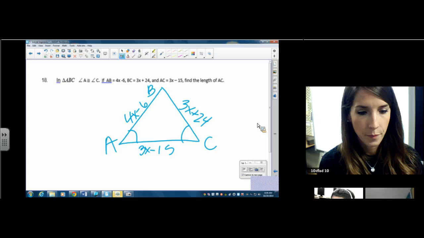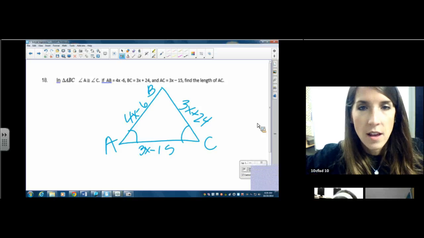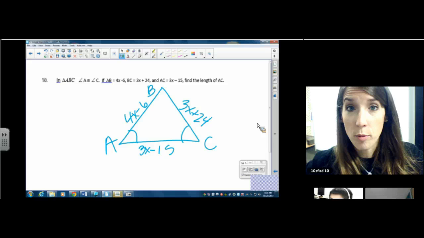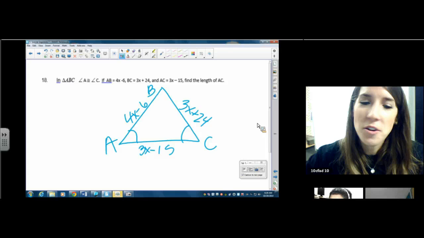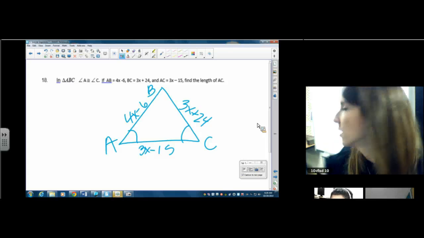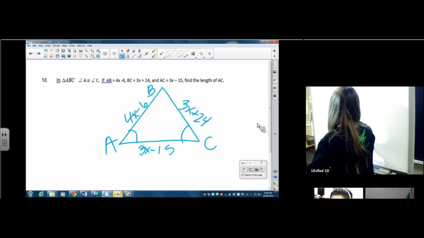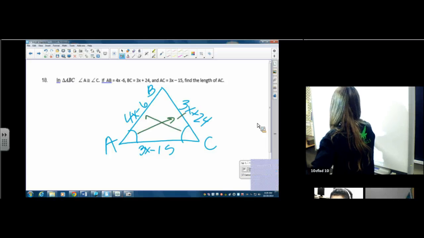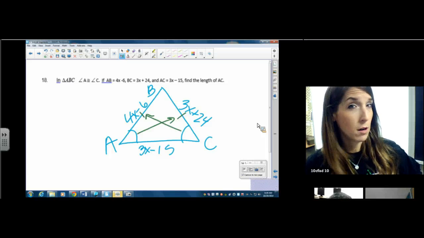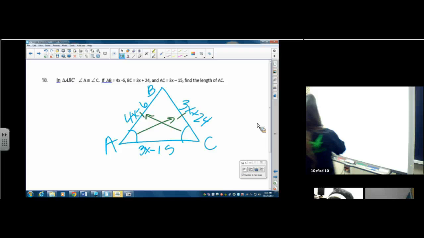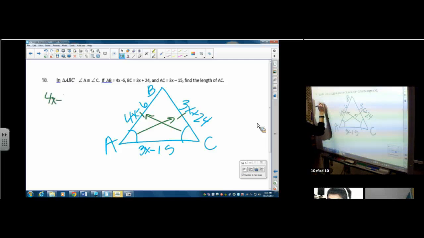of AC. This is a classic, we gave you too much information, don't you dare use it all problem. That's what it's called, officially. No. In this problem, you're not going to use all three of those. You're going to use the ones that matter. You're going to use the legs. The legs are always across from the base angles. The legs in an isosceles triangle are congruent. So we know that 4x minus 6 equals 3x plus 24. We know that x equals 30.